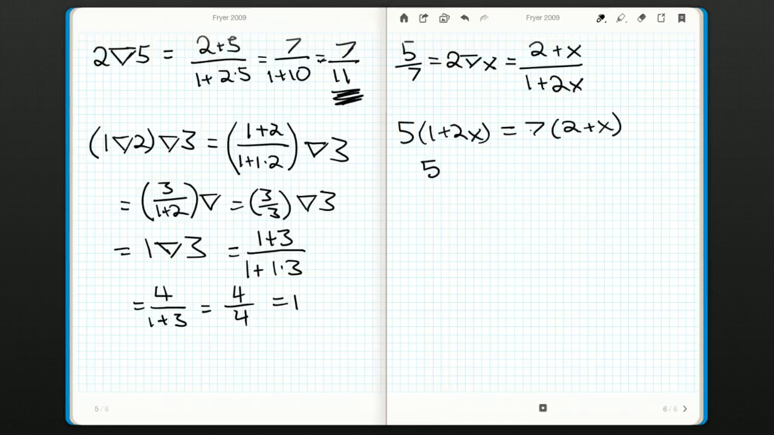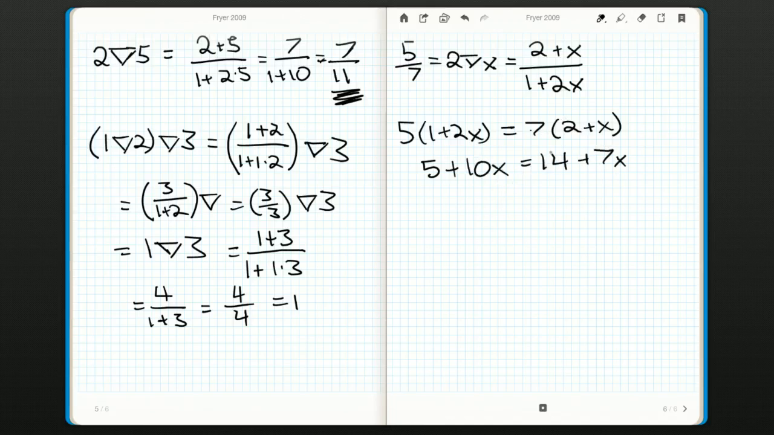So multiply that 5 through. 5 times 1 is 5. 5 times 2 plus x, or 2 times x is going to be 10x. 7 times 2, that's 14. Plus 7 times x, that's 7x. Now we want to group like terms.